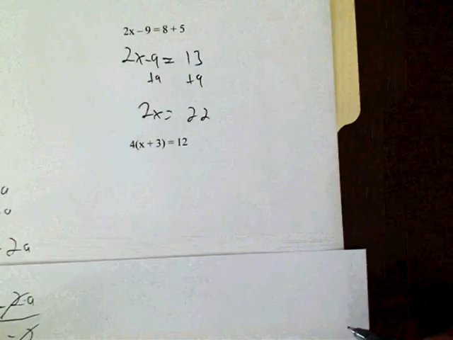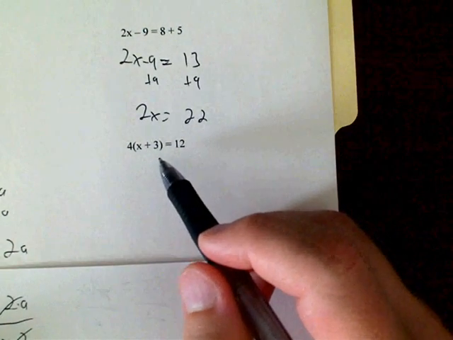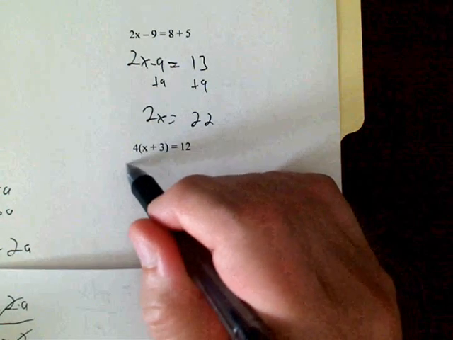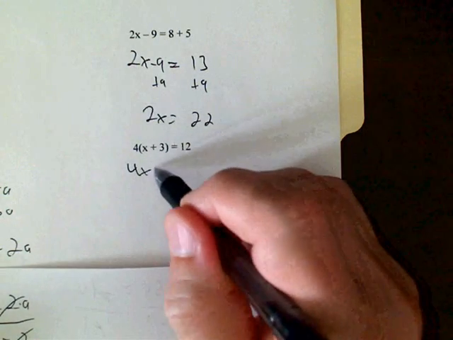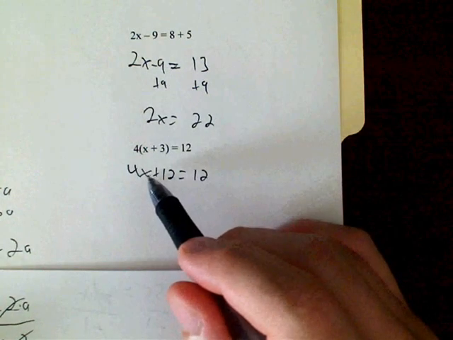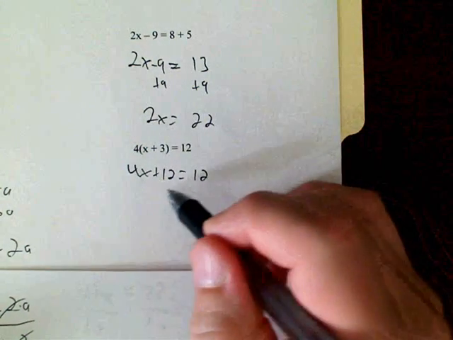Now let's look at this example. Same thing. We're going to distribute the 4. Take 4 times x and you get 4x. 4 times 3 and you get 12. Bring down the right side. We want to isolate this x term by eliminating this 12. So we're going to subtract 12 from both sides.